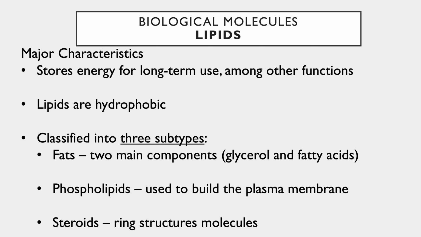And there are three subtypes of lipids. The first subtype are called fats. They're made up of a chemical compound called glycerol and another compound called fatty acids. The second subtype are called phospholipids, which assemble into forming a very large structure called the plasma membrane of any cell. And then the last subtype is called steroid. And steroids have very distinct structures. They're made out of 4 rings of carbon atoms and perform a variety of functions.